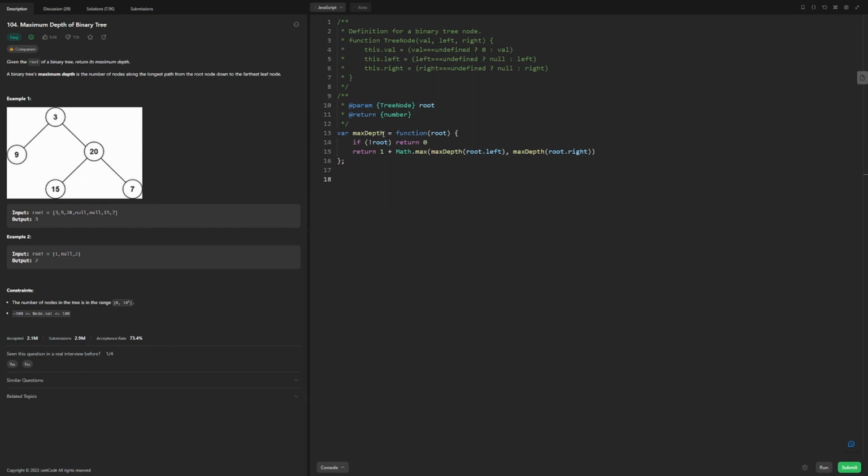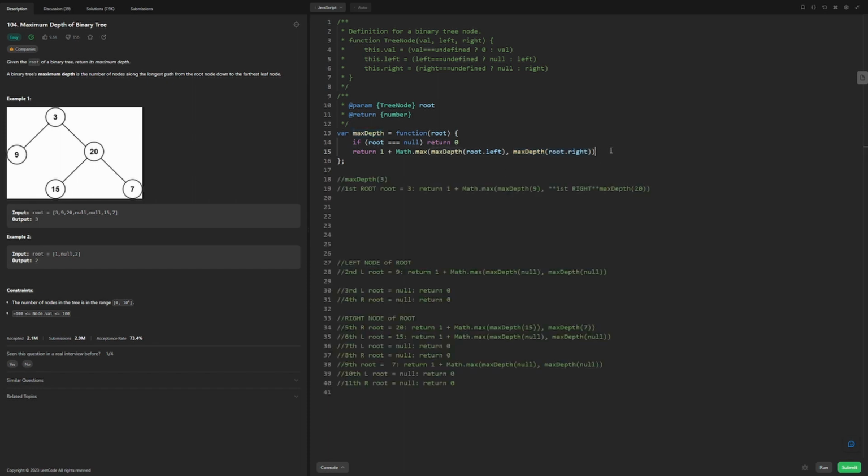Here's the solution. We have a function called maxDepth. It takes in a parameter called root. We check that root. If the root equals null, so if there's no root, this is what this check does. It returns 0, the number 0. Otherwise, it returns 1 plus Math.max, which takes the larger result of these two inputs. And in this case, we're recursively calling the maxDepth function. So it's going to take the larger number between the result of these two.